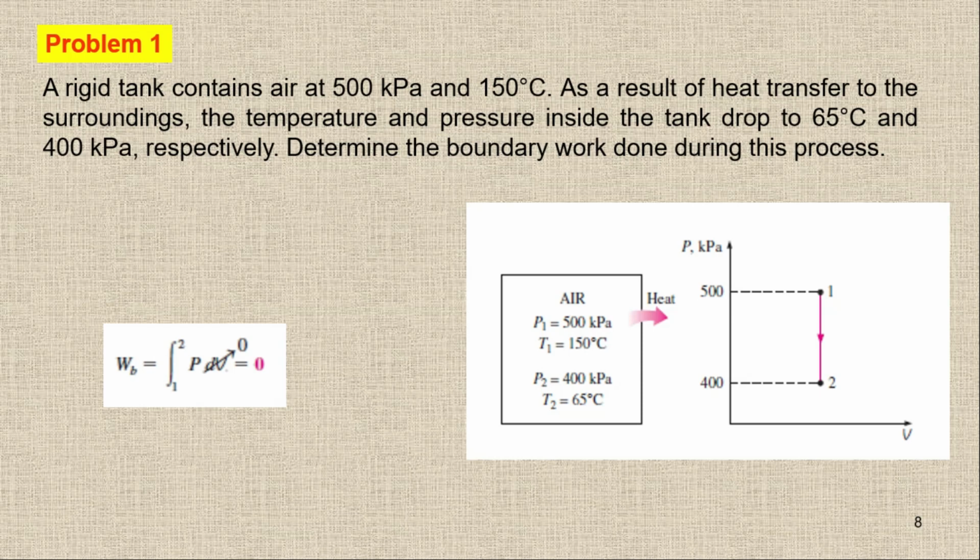So I'm not going to check any other data because we have the boundary work. We have the rigid tank. For rigid tank, we have dV which is equal to 0. That's why the boundary work is equal to 0.